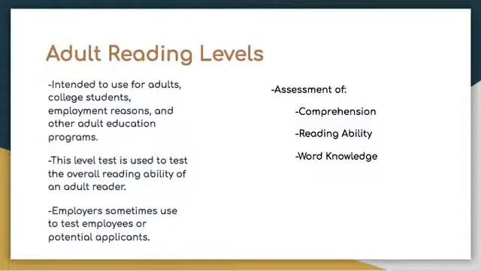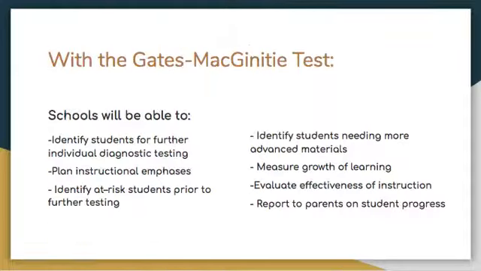After students graduate high school, they can still take this test because there are adult reading levels, which are intended for adults, college students, employers, and other adult education programs such as vocational schools. So this test can be used by employers sometimes to test their employees and potential applicants. And this level test is used to test the overall reading ability of an adult reader. So again, anyone who's in college, anyone who's going into a new job field, any adult. And this is an assessment of comprehension, reading ability, and word knowledge.